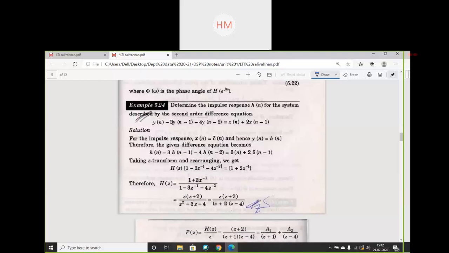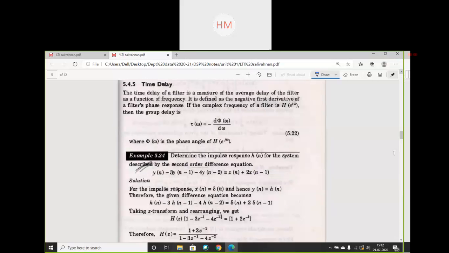Shubham is waiting. So next numerical, taking z transform, h of z. Students, write down this numerical in your copy.